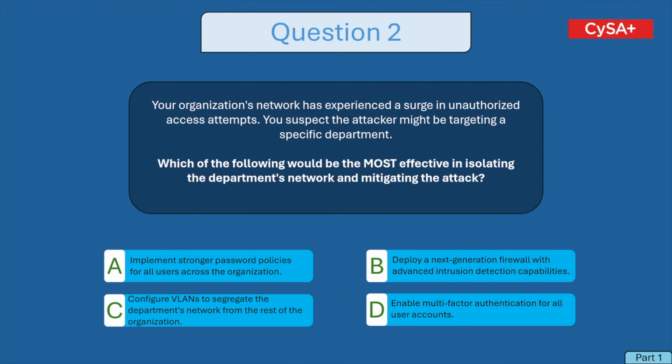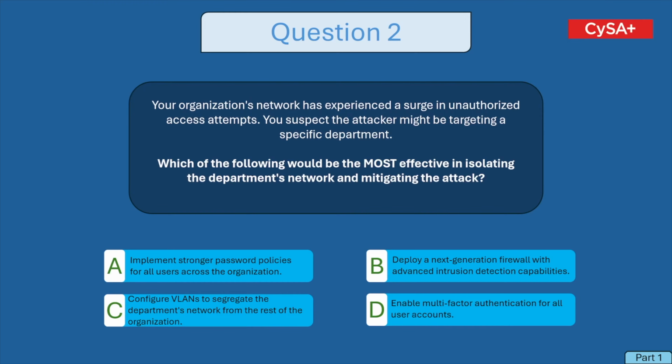Question 2. Your organization's network has experienced a surge in unauthorized access attempts. You suspect the attacker might be targeting a specific department. Which of the following would be the most effective in isolating the department's network and mitigating the attack? A. Implement stronger password policies for all users across the organization. B. Deploy a next-generation firewall with advanced intrusion detection capabilities. C. Configure VLANs to segregate the department's network from the rest of the organization. Or D. Enable multi-factor authentication for all user accounts.